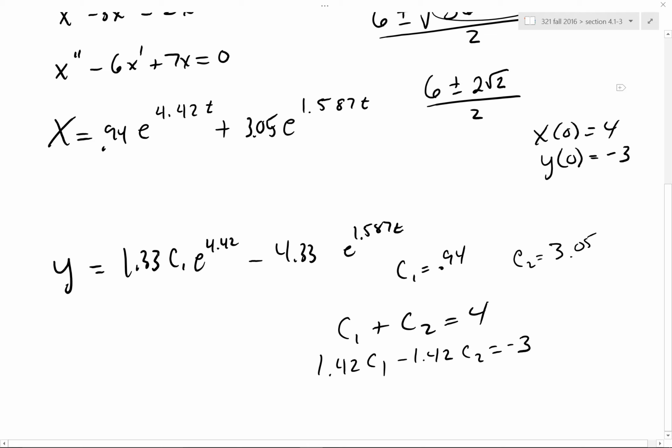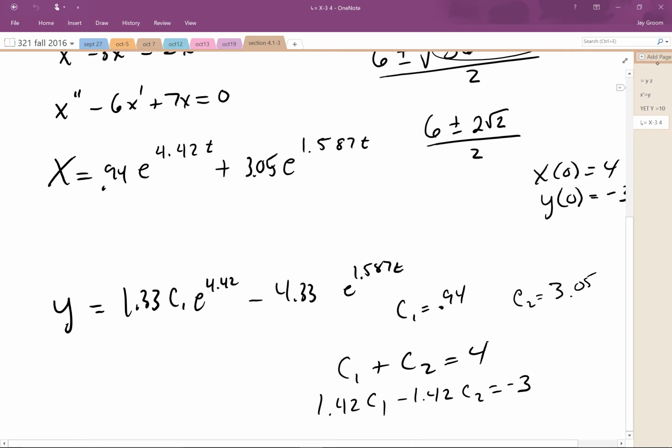Ta-da! And there you have it, friends. You've solved a system of equations. Doesn't seem too bad. Seems actually not bad at all, really, to be honest with you. Now, I would like to try one more here, just for fun, because, well, that's what I do, right? I mean, this is my idea of fun on a Friday night, right?